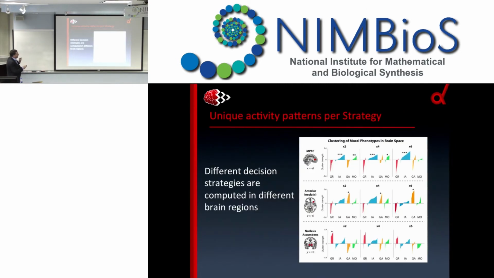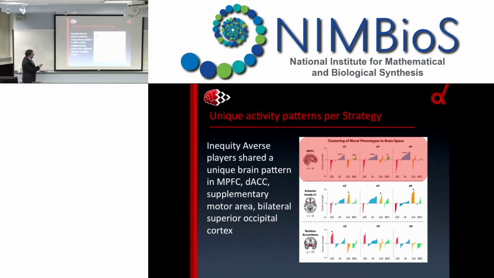One more slide. What we do find is that different decision strategies seem to be computed in different brain regions. This is interesting for us because now we see, for example, an area called the medial prefrontal cortex. I'll just focus you on the ×4 condition here. Inequity aversion heavily recruits the medial prefrontal cortex, but greed and guilt aversion do not. We also find it in ×2 and ×4, which indicates that this particular brain region seems to be doing computations specific to inequity aversion.